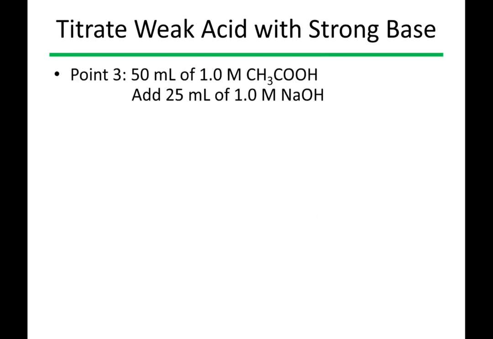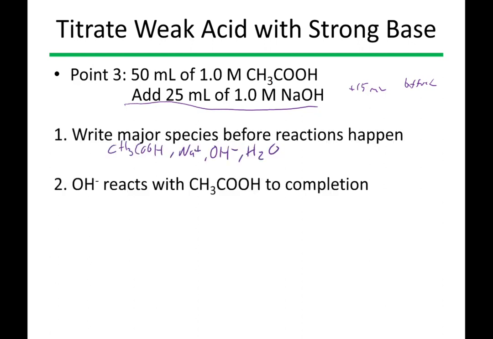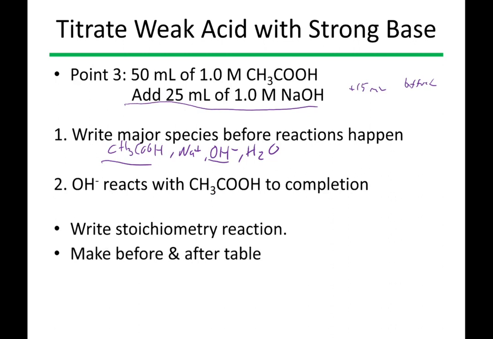So let's look at the next step in this. We're now going to take the solution and make it so that we've added a total of 25 milliliters. So this means that we've added 15 more milliliters to our buffered solution. Okay, so let's look at how we would set this one up. First, we write the major species before the reaction happens. And we see that the strong base will react with the weak acid to go to completion. We'll do the stoichiometry reaction using a before and after table.